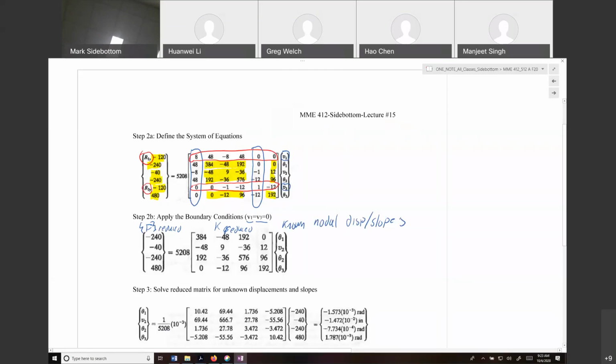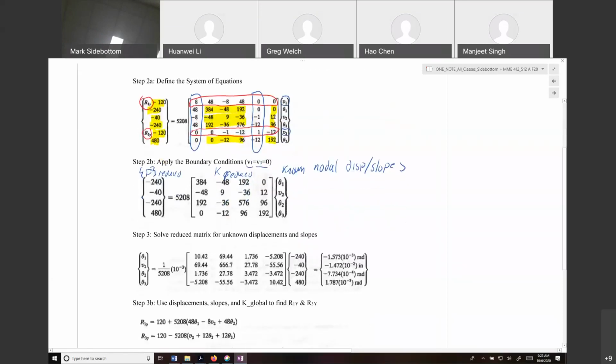So we can then take the inverse of K reduced, and we can solve for theta 1, V2, theta 2, and theta 3. All right. So if we do that, we'll end up getting these values for theta 1, V2, theta 2, and theta 3.